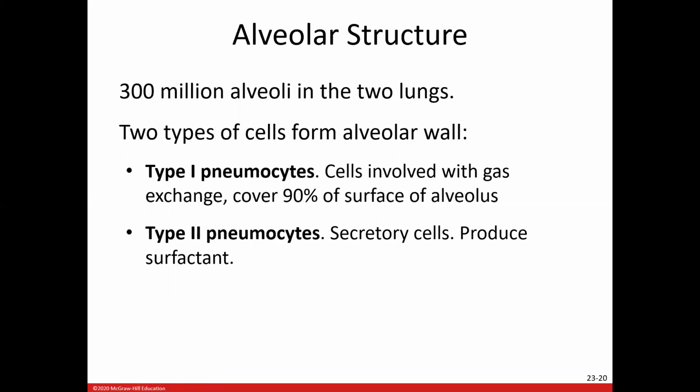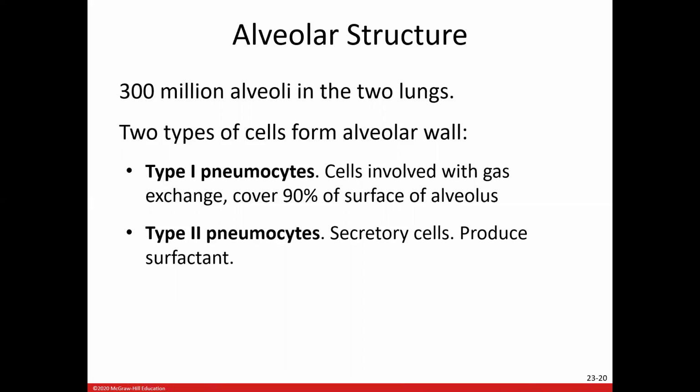Within the actual alveolar wall, the actual tissue, you have two kinds of cells. These cells are called pneumonocytes. So prefix kind of like pneumonia. So type 1 pneumonocytes are involved with the actual gas exchange. They're covering the surface of the alveolus. These are going to help your oxygen get to your blood, your carbon dioxide get from the blood to the alveoli.